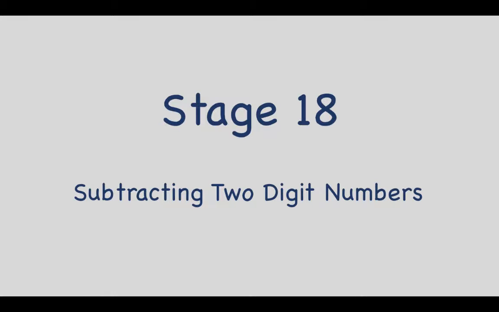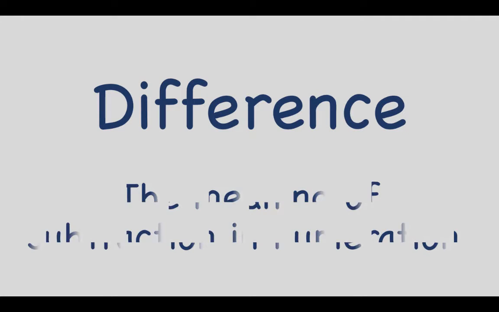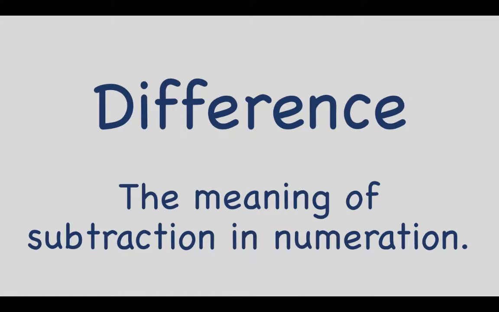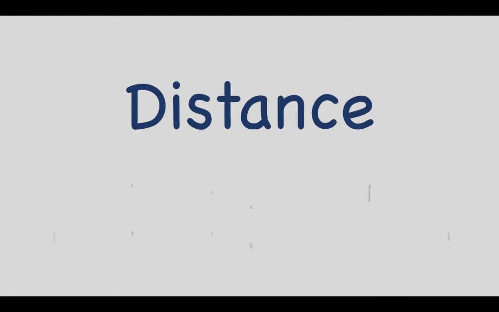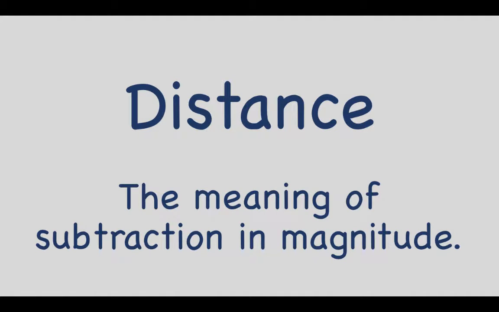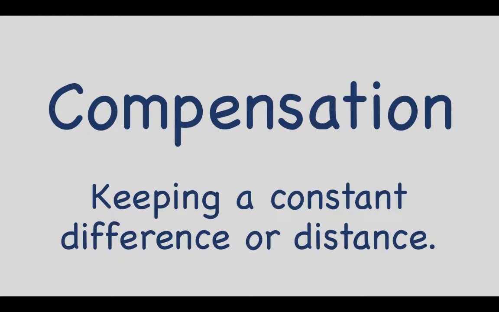When students have mastered using compensation to subtract one digit from two digits, they are ready to begin to generalize the use of this strategy to multi-digit subtraction, starting with subtracting two-digit numbers from other two-digit numbers. First, let's recall that difference refers to the meaning of subtraction in numeration, and distance refers to the meaning of subtraction in magnitude. Compensation involves keeping a constant difference or distance.